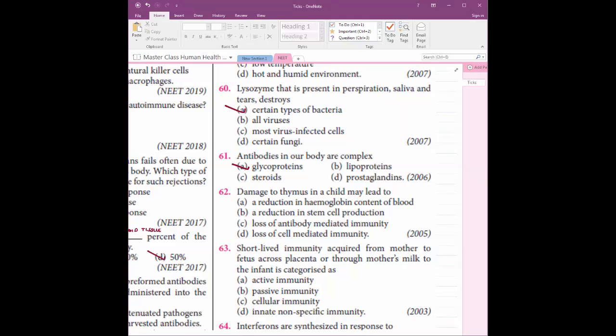It was responsible for, guys, differentiation of your WBCs, right? The lymphocytes. So tell me, what are you going to see? A reduction in hemoglobin content, a reduction in stem cell production, loss of antibody mediated immunity, loss of cell mediated immunity. Yes, very nice. Sia has given me the right answer. Waiting for the others.